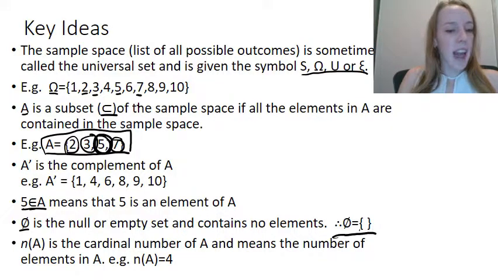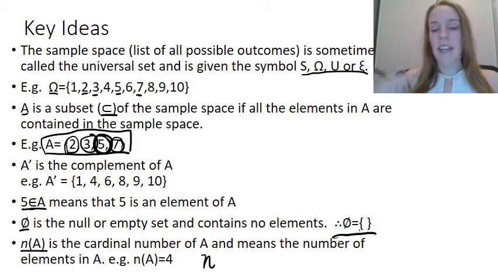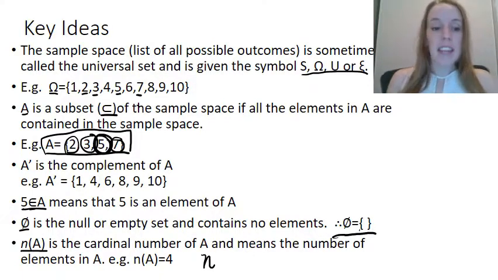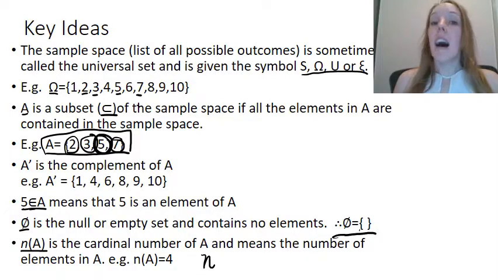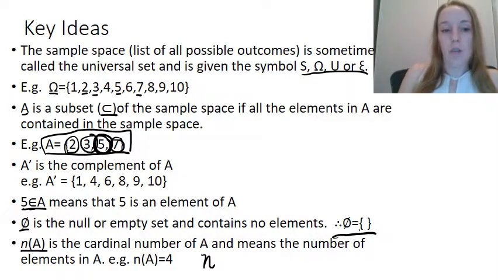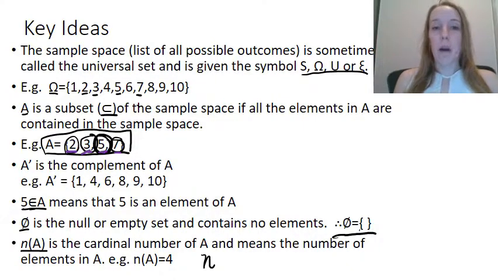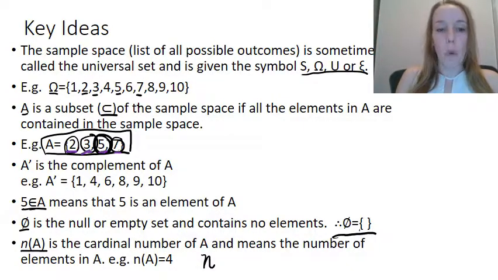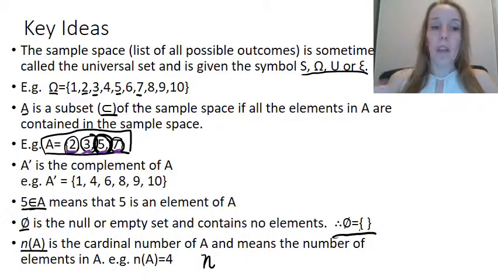Then n(A), with an italic n, or you might see it written like a curvy n, either way it'll be the same. It means the cardinal number of A, and it's just saying how many elements are in A. So if we go back up to our subset A and count how many elements are in it, we have 1, 2, 3, 4. So you can see our cardinal number of A is 4, because there are 4 elements within A.